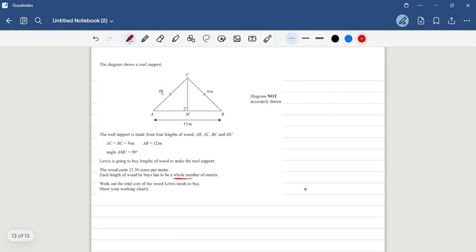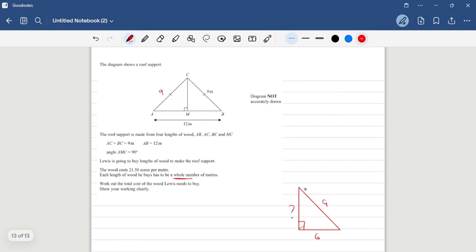He said to work out the total cost of the wood he needs to buy, and I need to calculate each one. So of course the only unknown part is CM, right? How can I know the CM? Of course CM can be in the form of a right angle triangle, right? And that will be in this form. As long as this is 12, this part would be 6. This part would be 9, and I need this part. How can I know this part?